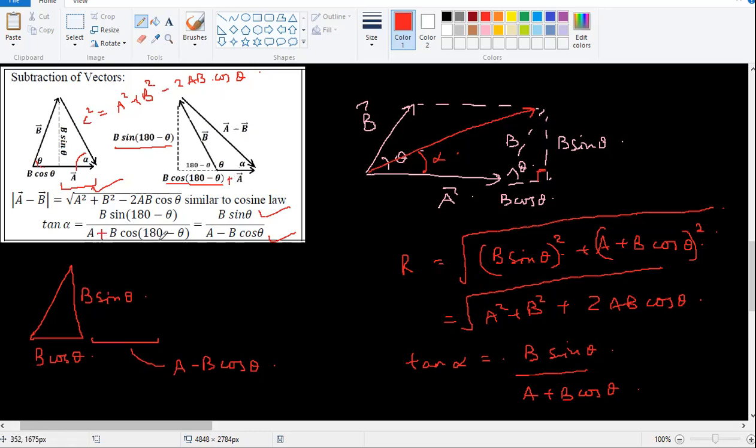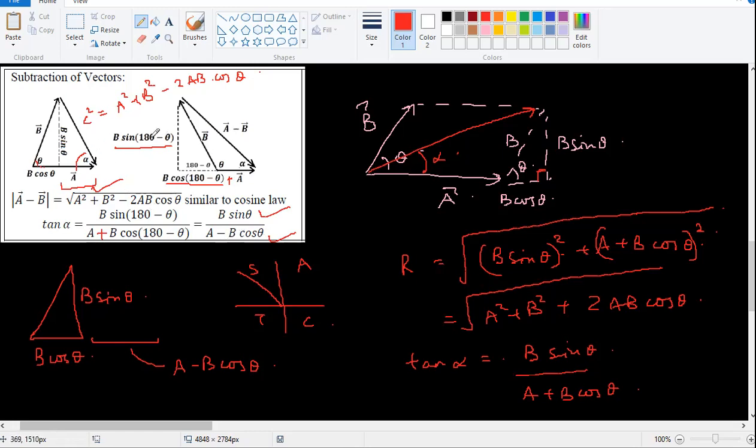So that means a plus b cos 180 minus theta. But what is cos 180 minus theta? Second quadrant. We already talked about it: all silver teacups, so cosine is going to be negative in the second quadrant. 180 minus theta means second quadrant, so this will become minus cos theta. So that's why you get a minus.